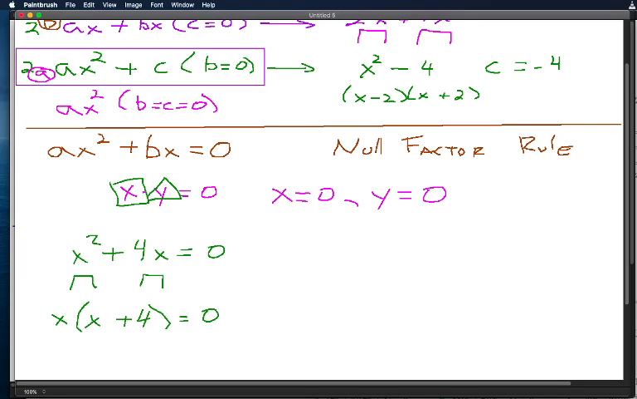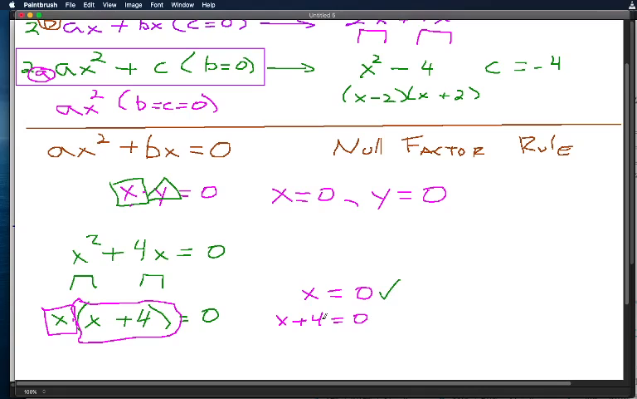And now we're going to use this null factor rule. So here is x, one block multiplied by this other piece here. So that's kind of like my x and my y. So if I do that, I can use this null factor rule that says take this x and equate it to 0, and take this x plus 4 and equate it to 0 as well. And now we can solve for this one. Now, of course, this is already done. We already know our solution.